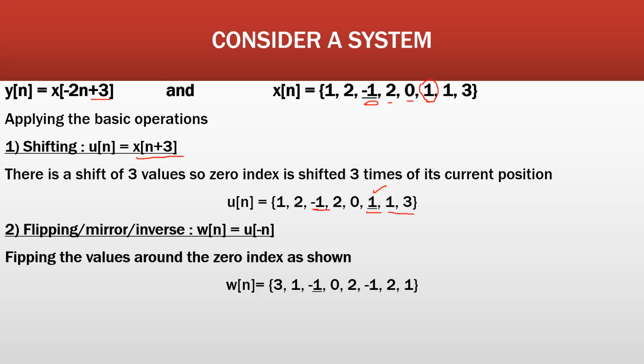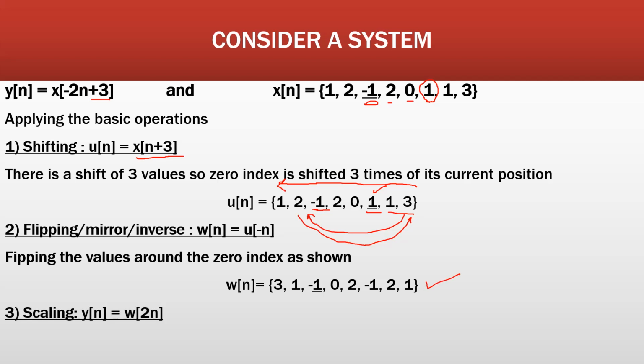means 1, 3 is on the right, then they both will come here on the left and these values will appear on the right of the 0 index. Or simply you can write it in reverse direction like this. So we will obtain this system.